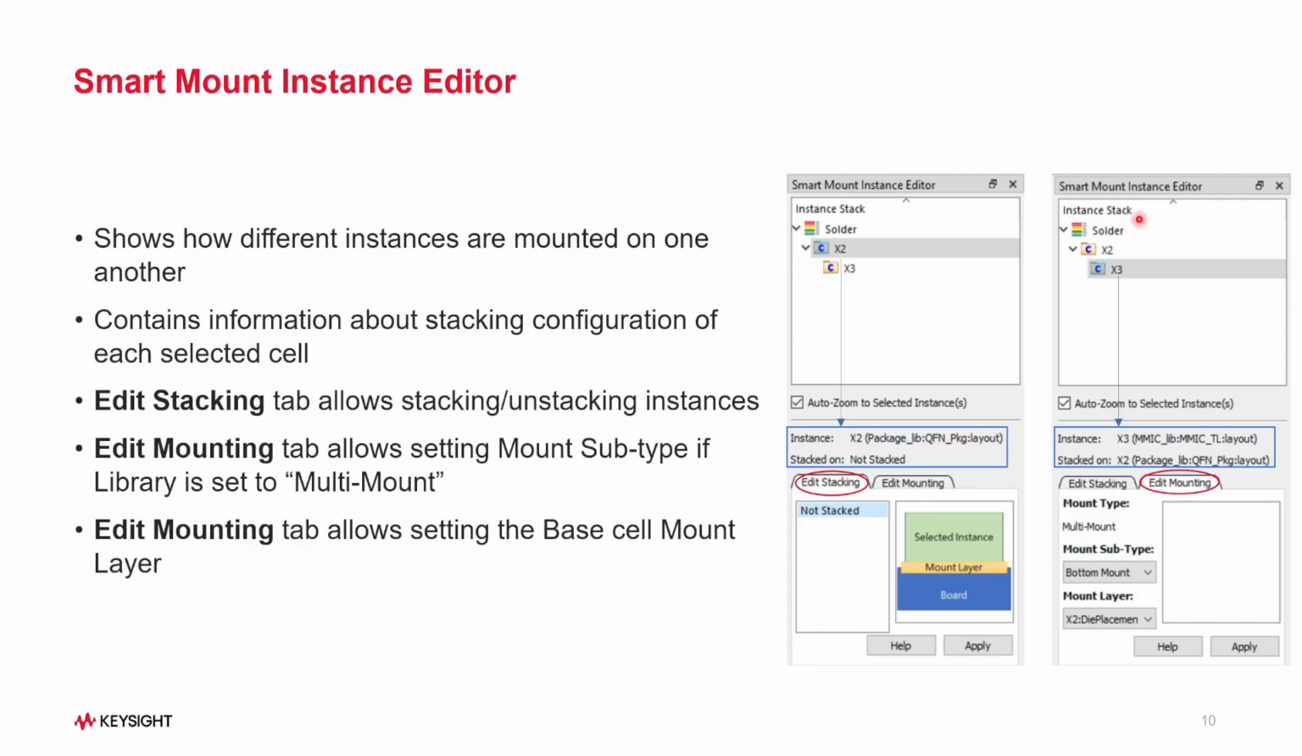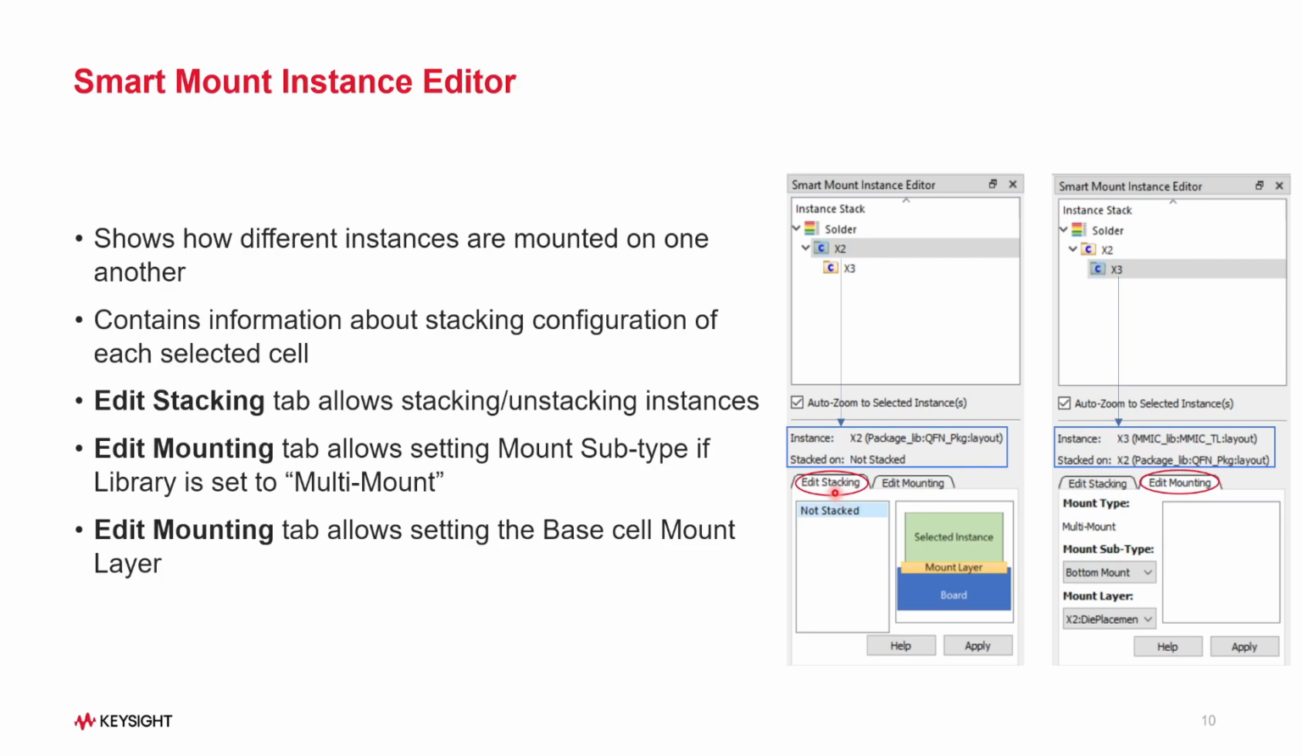Let's take a quick look at the Smart Mount instance editor. The main purpose is to show the arrangement in this interface here, and I'll show you a quick demo later so you get a sense of how it works. Essentially it shows you that instance x3 is mounted on instance x2, which is mounted on the solder layer of the base cell. So this is visually showing you the mounting hierarchy.